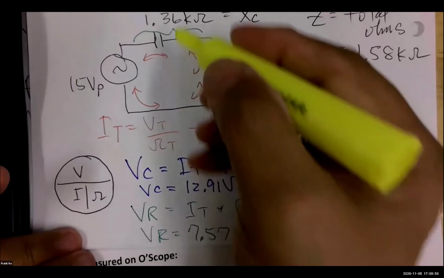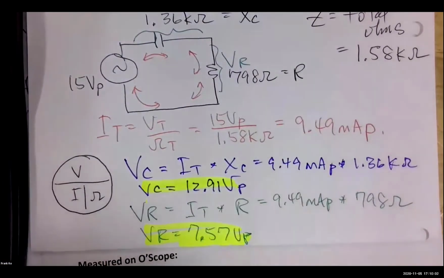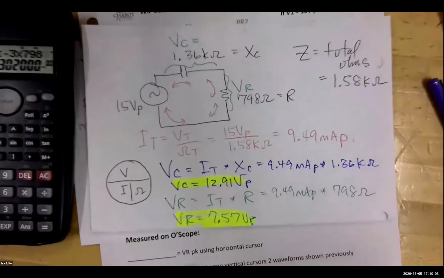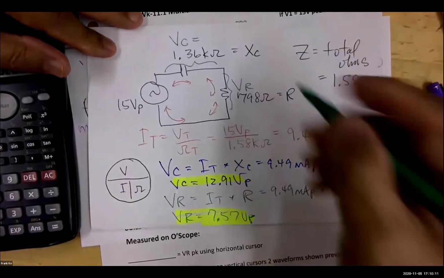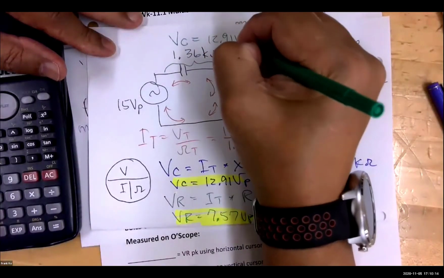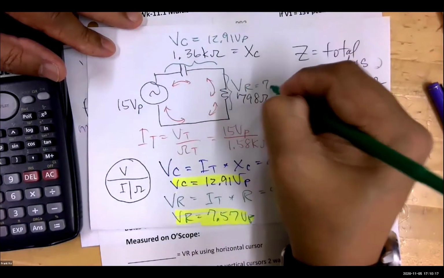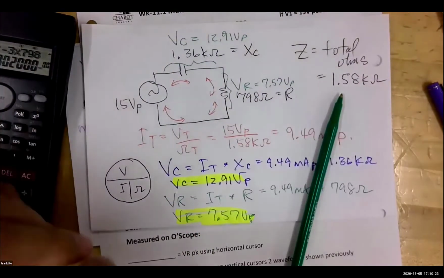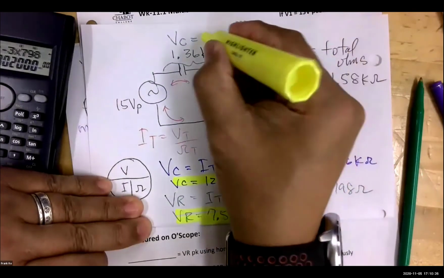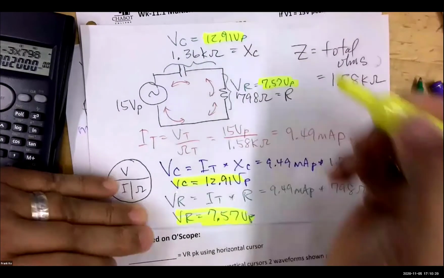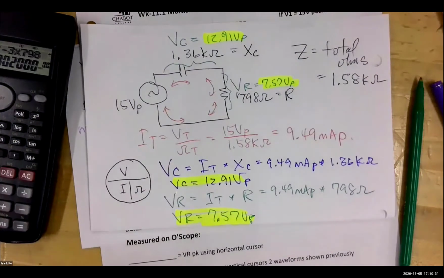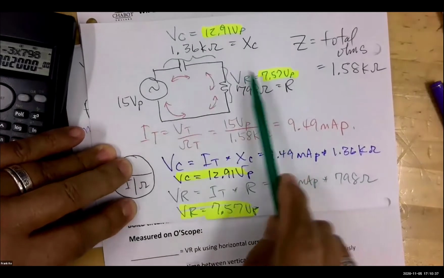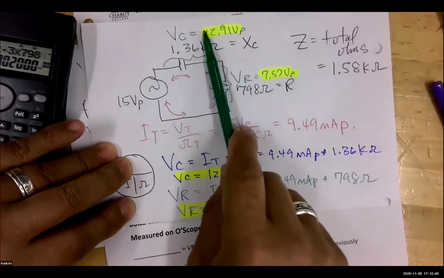Is everybody okay with calculating these last two voltages? We just now calculated the voltage on the capacitor and the voltage across my resistor. VC worked out to be 12.91 volts peak, and VR worked out to be 7.57 volts peak. Those are nice numbers. How do we know they're right? Is there a way to double check? Kirchhoff says in any closed loop, these voltages should add up to the voltage source, yes? This plus this better add up to this.